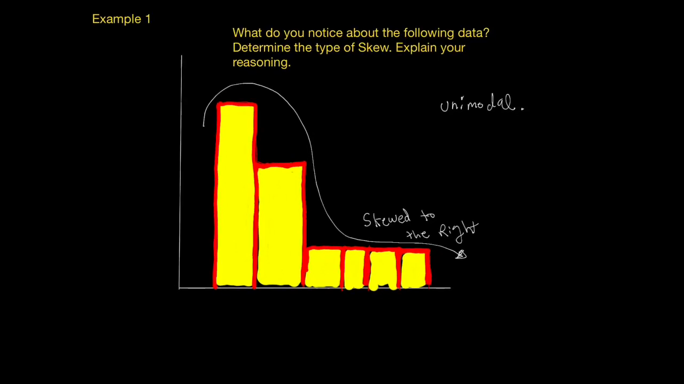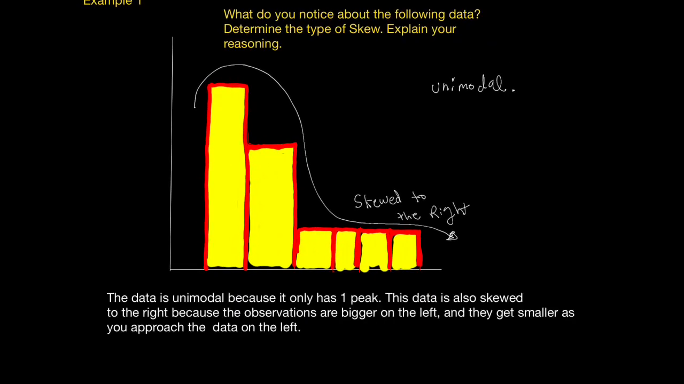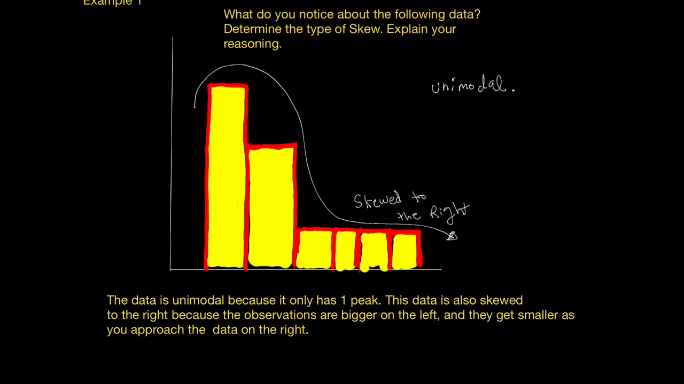And now let's put this in a sentence. Here's my explanation. The data is unimodal because it only has one peak. This data is also skewed to the right because the observations are bigger on the left, and they get smaller as you move to the right. So the bigger values are on the left, and then the data gets smaller as you move to the right.